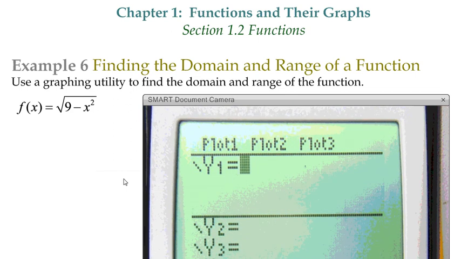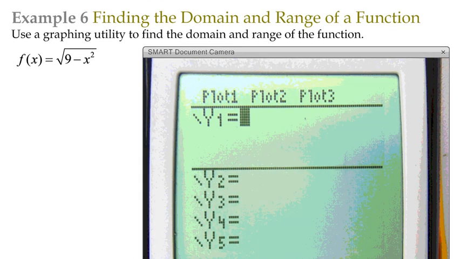All right, here we go. So we're going to be moving on down to example number 6. And now we're going to find the domain and range of the function. It says use the graphing utility to find the domain and range of the function. And here it is. We're going to have our graphing calculators out, ready to go.